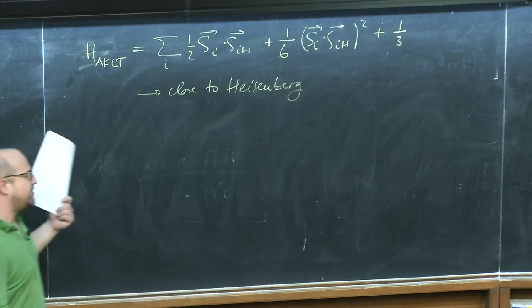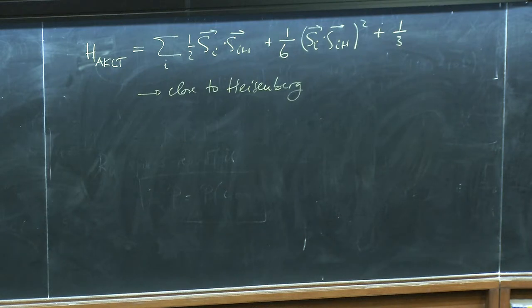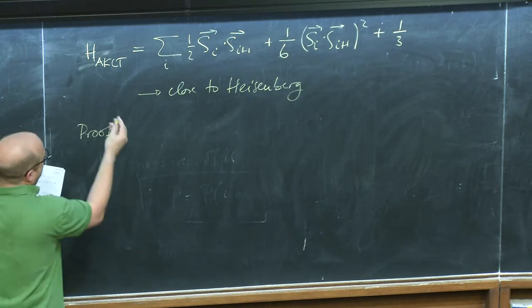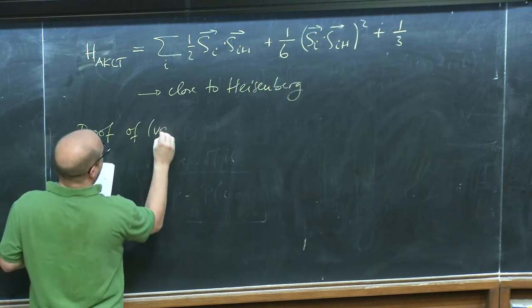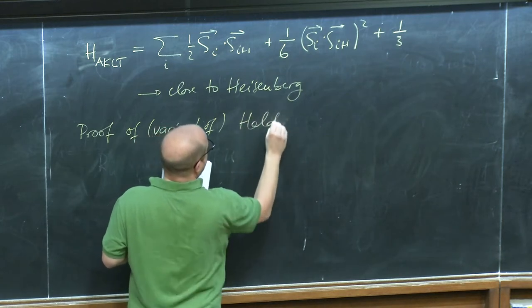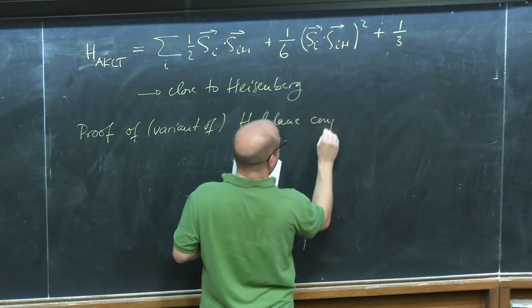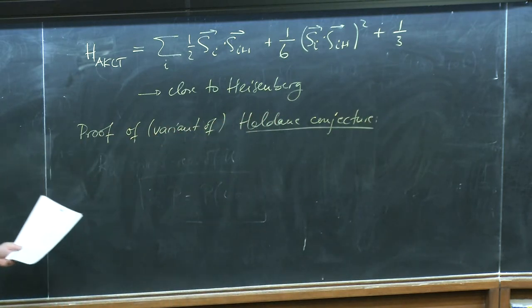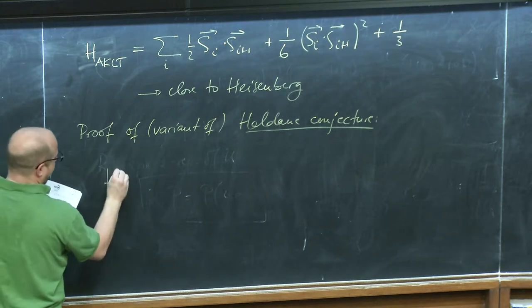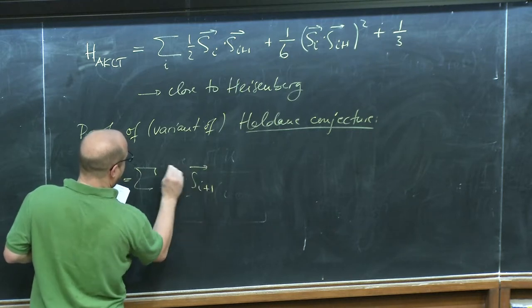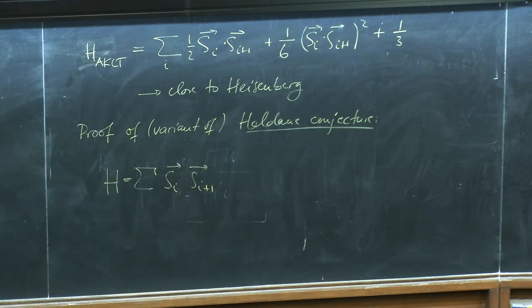And this was really the original motivation of Affleck, Kennedy, Lieb, and Tasaki to construct this wave function, namely what is known as the Haldane conjecture. So this would really give a rigorous proof, or an example, of a variant of the Haldane conjecture, which is among the things, I think, for which Haldane actually got awarded the Nobel Prize. And the thing is the following. So what Haldane considered was, let's look at a pure Heisenberg antiferromagnet.